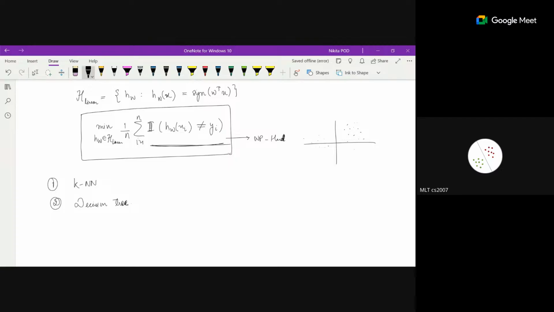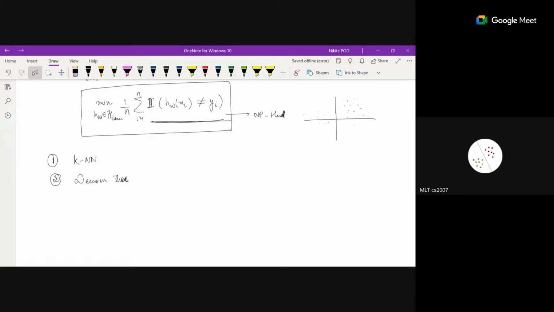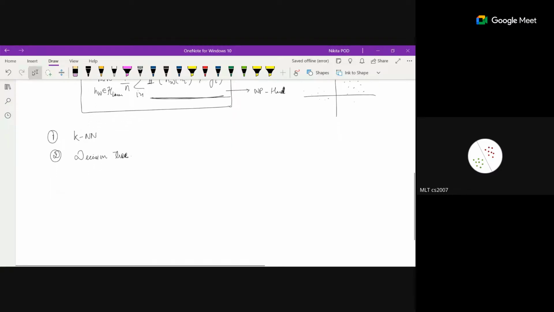To deal with the NP hardness of this classification problem, with this loss that we have, there are various different algorithms that we are going to study from week 7 to week 10. We are going to look at many different algorithms through which we can solve this binary classification problem. The simplest algorithm that we will be looking at for classification is KNN.